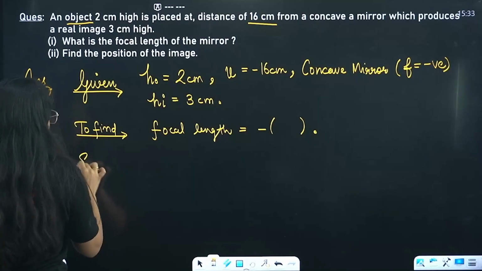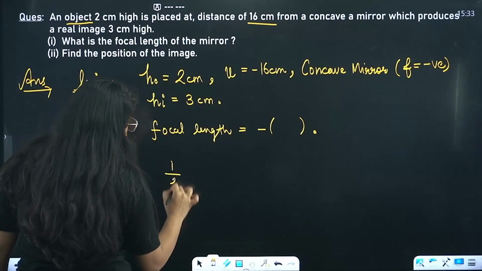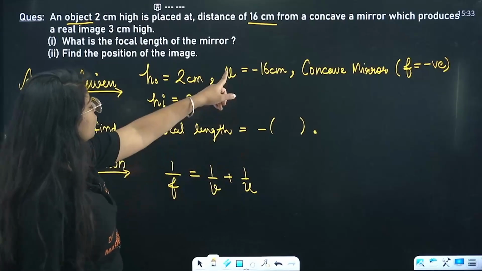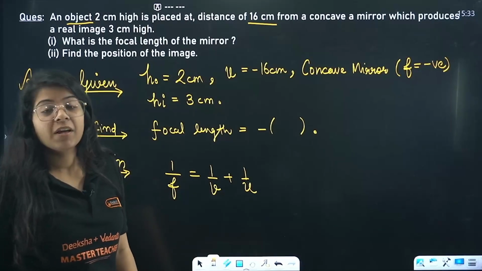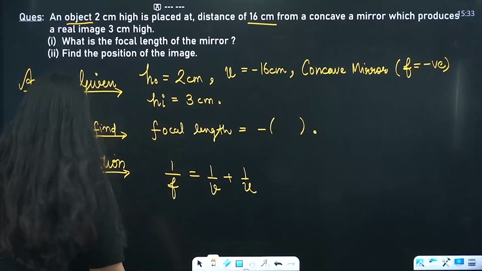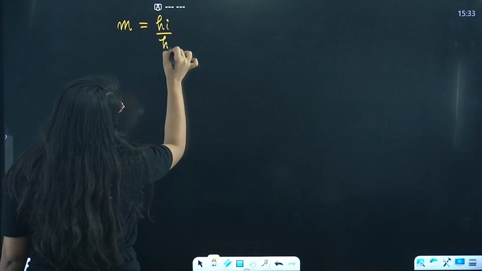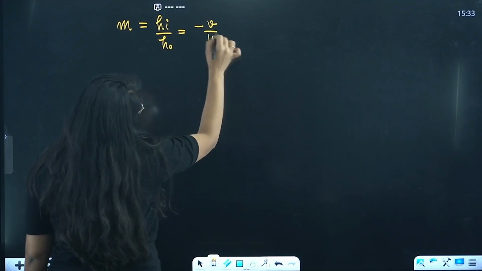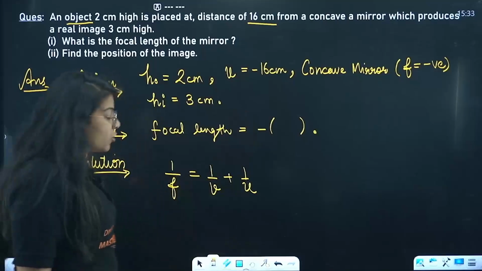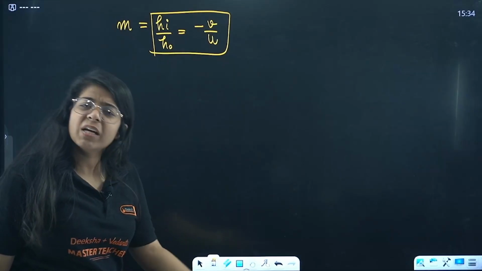Ma'am, I can find the focal length using mirror formula. I remember the mirror formula: 1 by f equals 1 by v plus 1 by u. Easy. I have the value of u. Oops, but I don't have the value of v. Where will I find the value of v? What is another formula in which v comes? That is magnification, right? Height of image by height of object equals minus v by u. Now beta, they have given us the height of image, height of object and even u. So out of these 4 variables, we have 3 available with us, so we can find the 4th one.